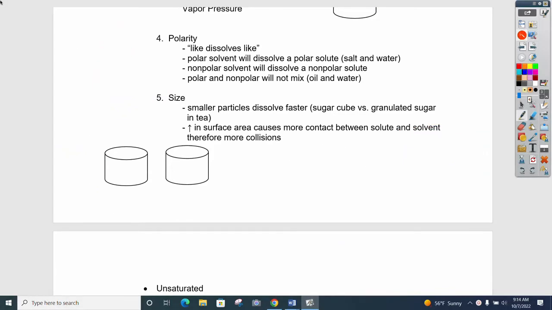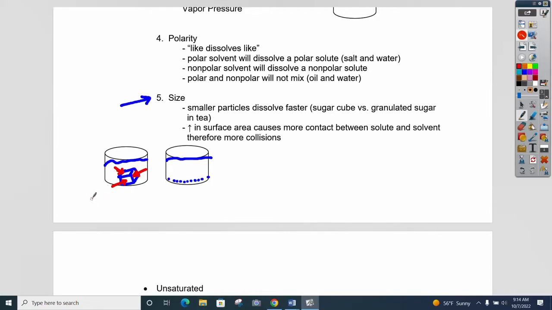The last factor that affects solubility is particle size. So let's assume that I have 2 beakers of water, and I drop some sugar down into them. Let's say in this case, it's a cube of sugar. In this case, it's granulated sugar, like powdered sugar. In order for the sugar to dissolve, the water molecules have to come into contact with it. So if you look at the sugar cube, the water cannot come into contact with the sugar molecules in the middle on the inside of the cube until it dissolves the outer layer.